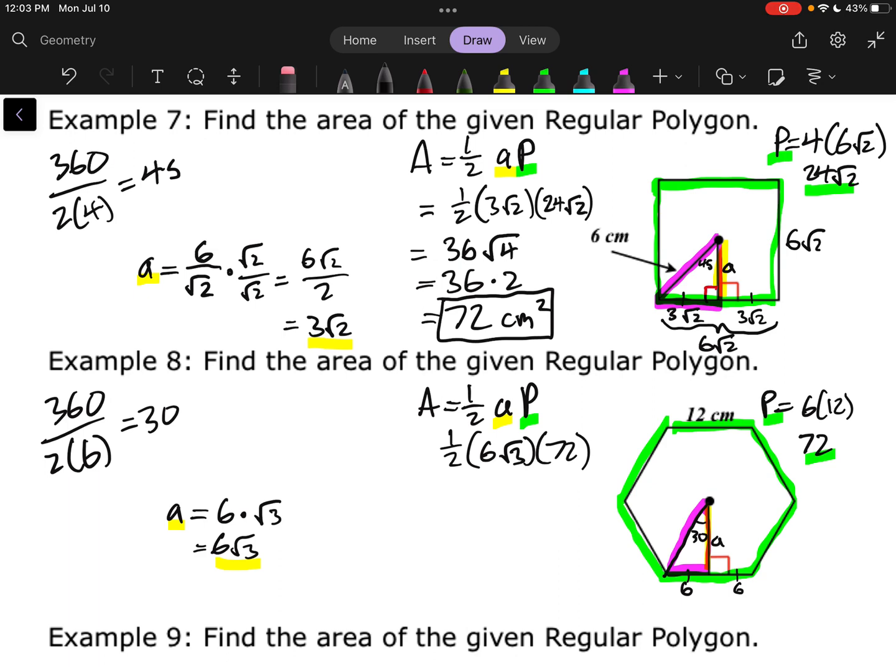So let's do 1/2 times 6 root 3 times 72. Remember, just leave the root 3 out of it. I'm just going to do 1/2 times 6 times 72. And I'm going to get 216 root 3 centimeters squared.